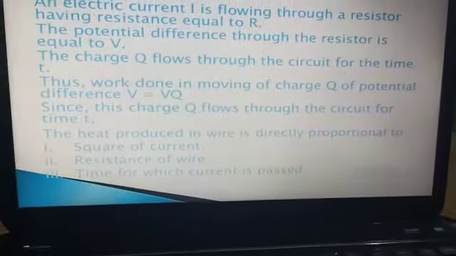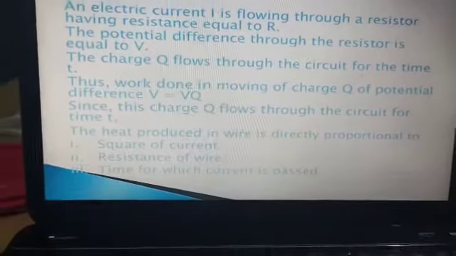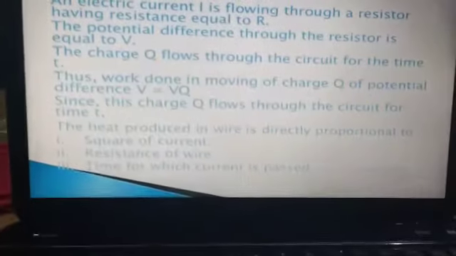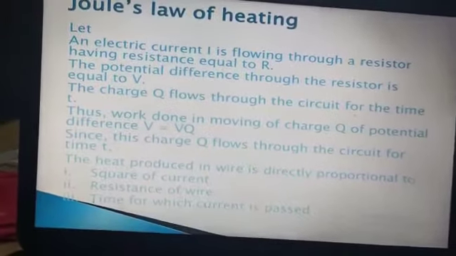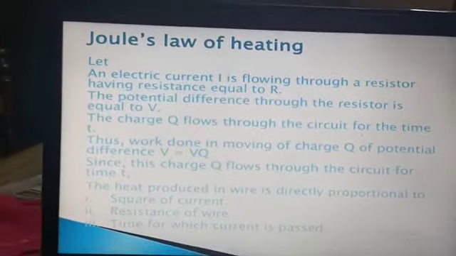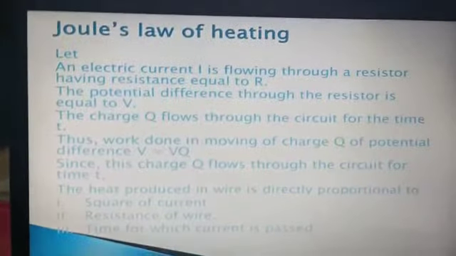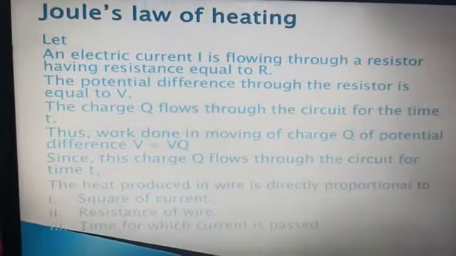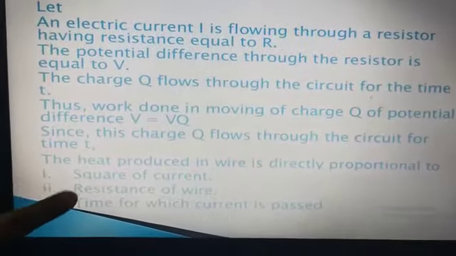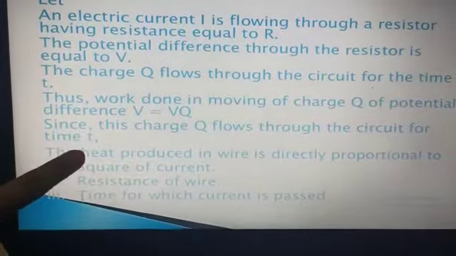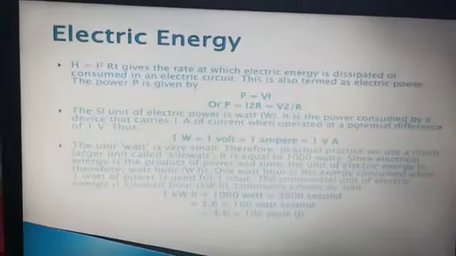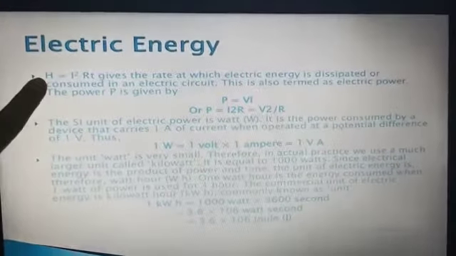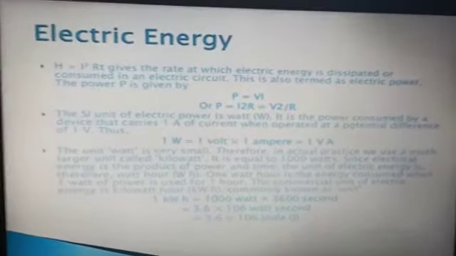Since this charge flows in time t, the heat produced will be directly proportional to the square of the current, the resistance of the wire, and the time for which current is passed. So according to Joule's law of heating, H is equal to I squared R t. Heat produced is equal to the square of the current times R t. So heat H is equal to I squared R t.